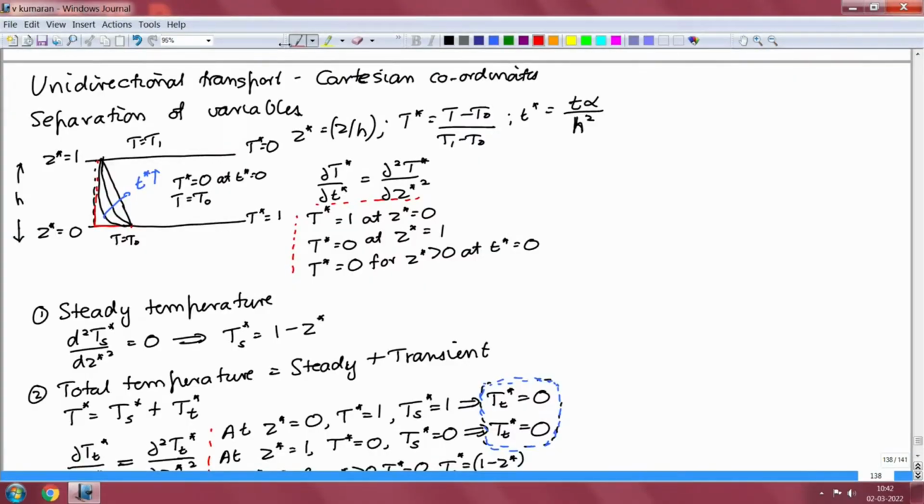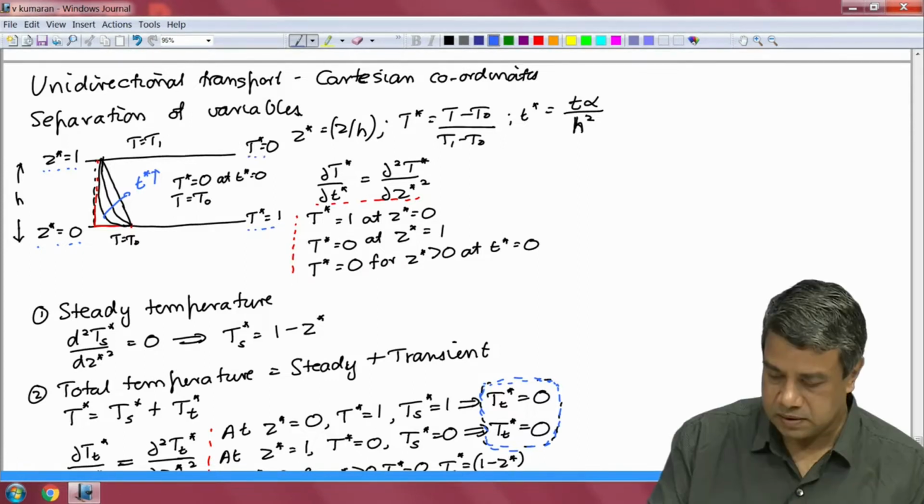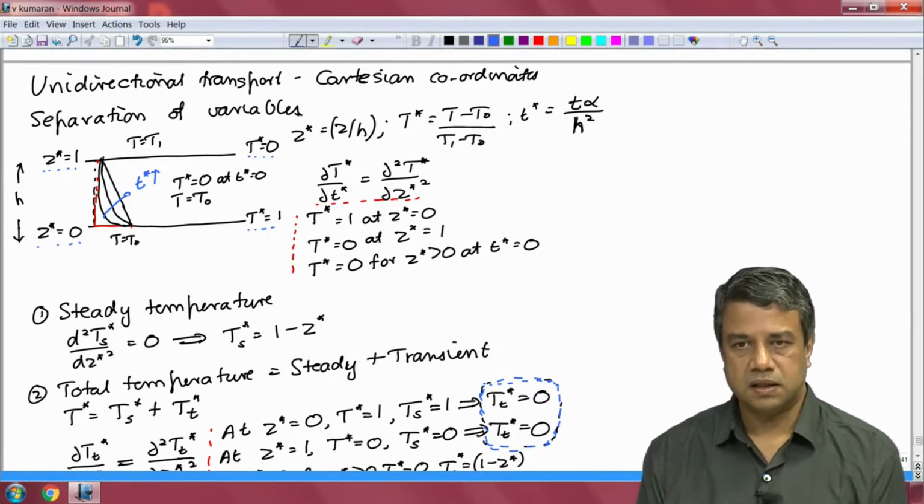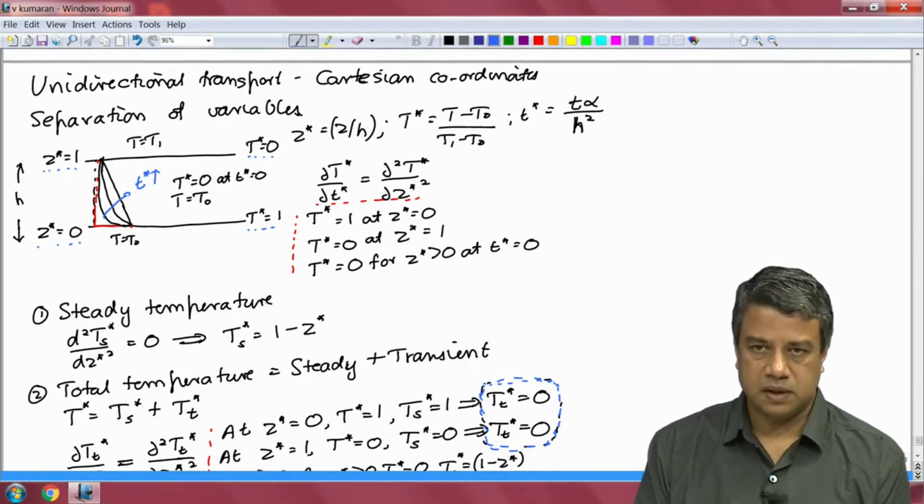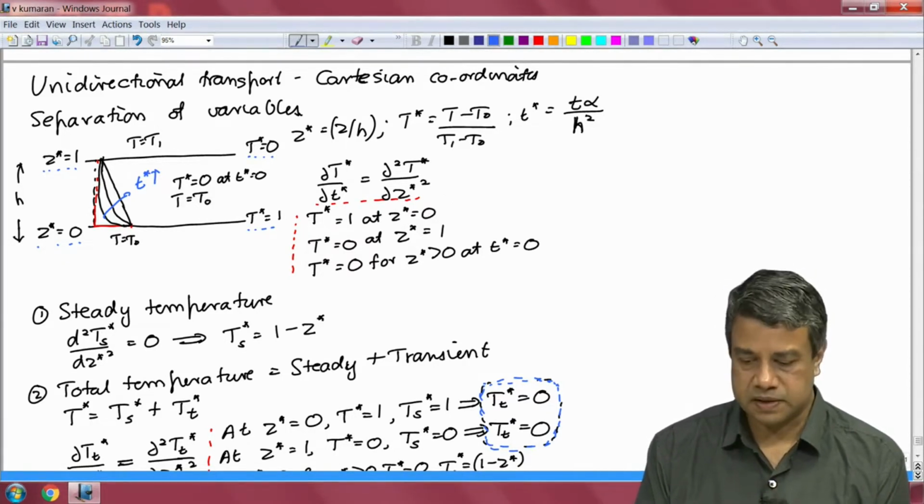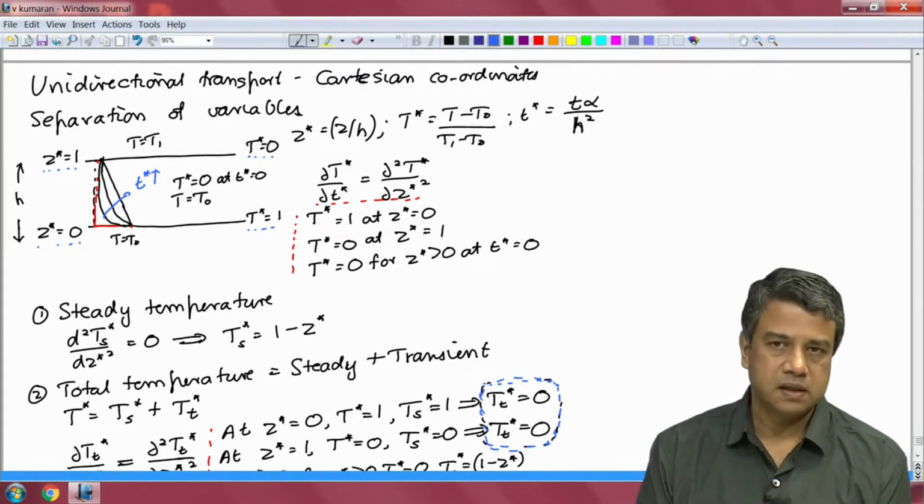In the last lecture, we were discussing the separation of variables procedure for solving unidirectional transport in a Cartesian coordinate system. Just briefly, a channel in which at the bottom z star is equal to 0, on top z star is equal to 1. The boundary conditions are T star is equal to 1 at the bottom, T star is equal to 0 on top, and initially the temperature is uniform throughout, equal to the temperature of the top surface. T star is equal to 0 at initial time.